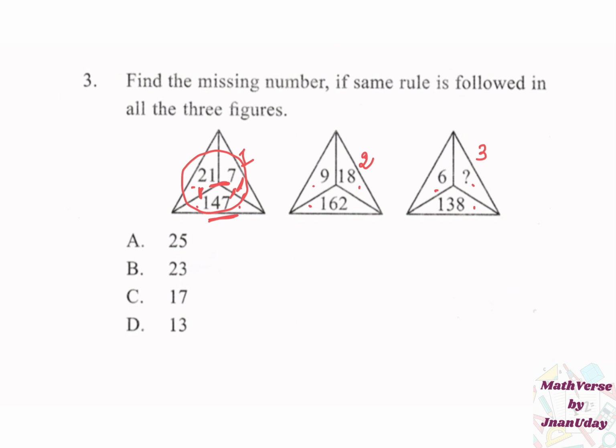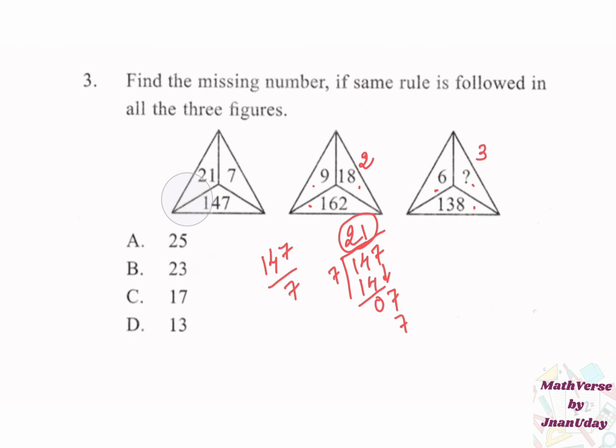So let us try, children. 147 divided by 7. So what we will do? 7 2s are 14 and 7 1s are 7. So which number did we get? 21. 21 is there. So here we can say that there is definitely a relationship among these 3 numbers. If we multiply these 2 numbers, 7 and 21, we will get 147. Or if we divide this biggest number by the smallest one, then we get the third number.